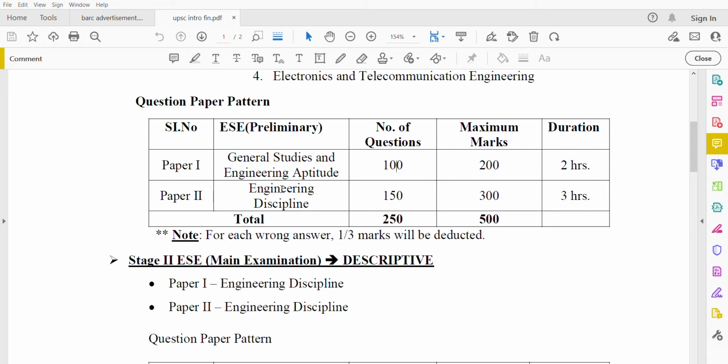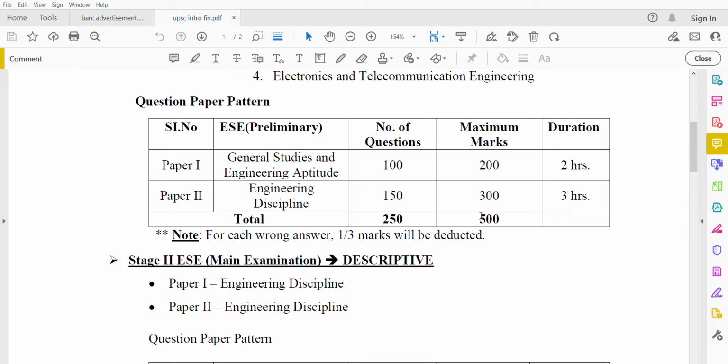And paper 2 is the engineering discipline. For electrical, mechanical, civil, and electronics and telecommunication engineering, the syllabus will be different. You can check the website and study accordingly. Paper 2 consists of 150 questions and the maximum marks allocated is 300. Here also each question will carry 2 marks only. This is of 3 hours duration. It will be conducted in the afternoon session.